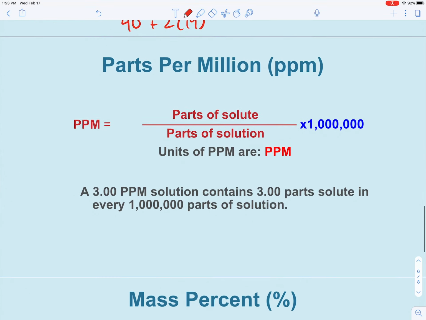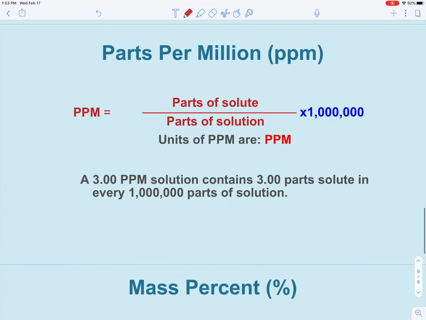Other units for concentration include parts per million. So this is good when you're talking about small amounts in a larger amount of something. So they might say like, oh, there were 3 parts per million of toxic substances in a giant lake, right? So that's another unit. We don't really use this too much, and you don't have to worry about it much.